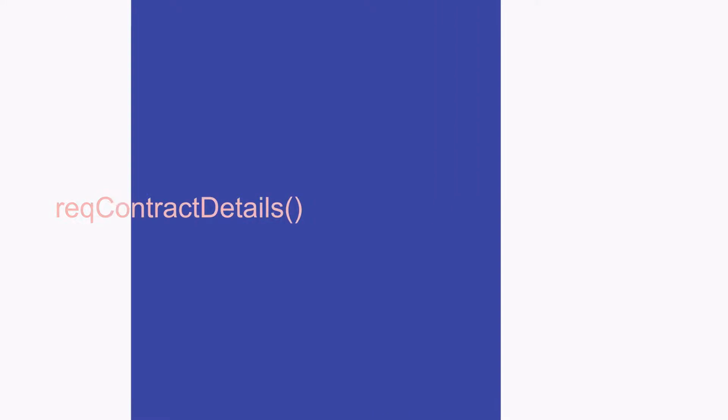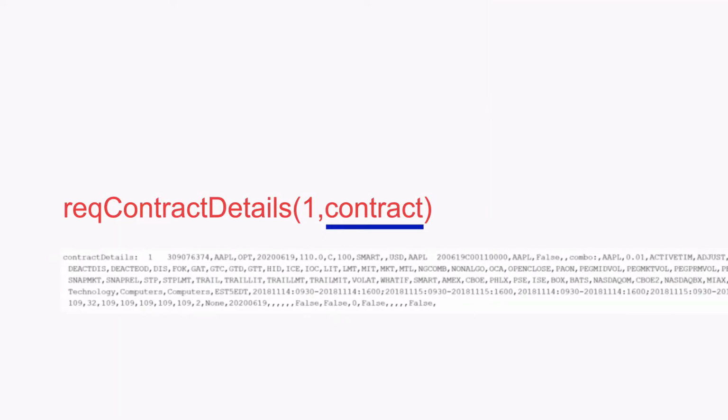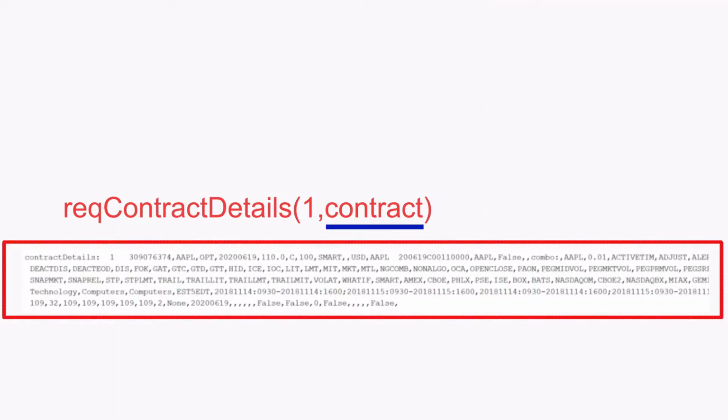First, we'll discuss reqContractDetails. This function is invoked with an object of the contract class as an argument, and in response, full details for matching contracts in the Interactive Brokers database are returned. It is the only function in the API which can be used with incompletely defined contract objects.